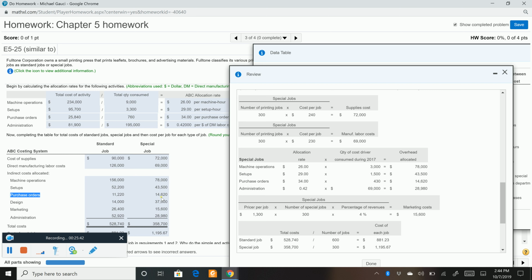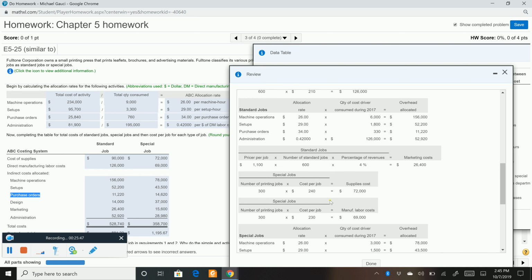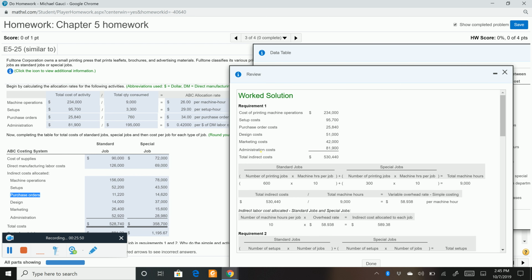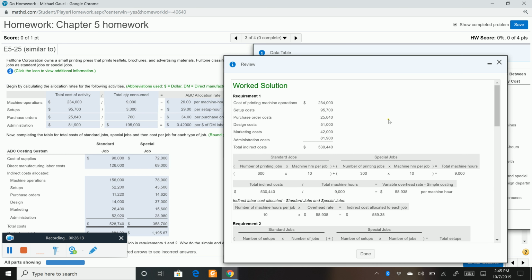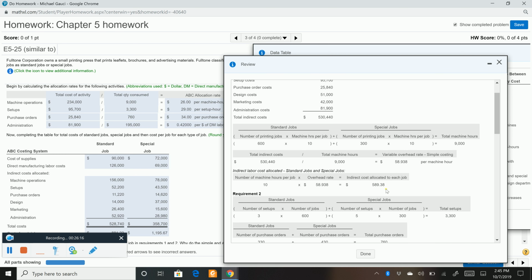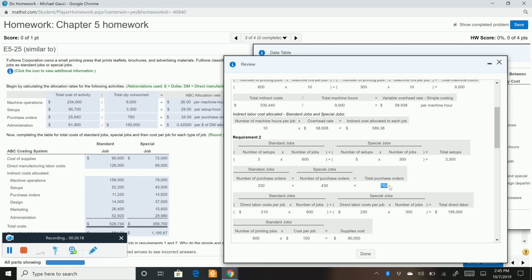Now let's look at the purchase orders. What was the total? The grand total for purchase orders, coming back up, was $25,840. What we want to do is allocate the purchase order costs divided by the number of purchase orders themselves. The author originally told us for the standard job, 330 purchase orders. For the special job, 430 purchase orders. If you add the 330 and the 430, you're going to get 760.